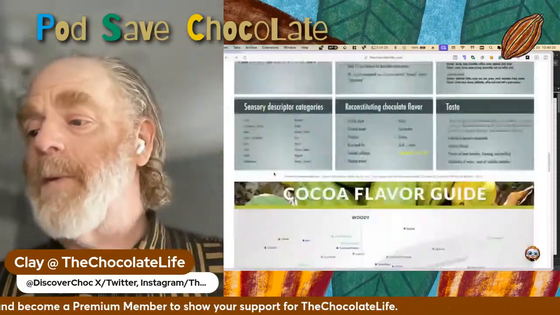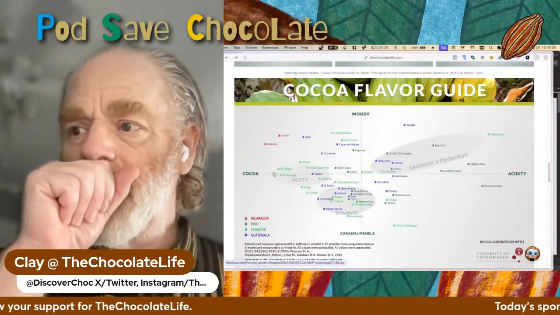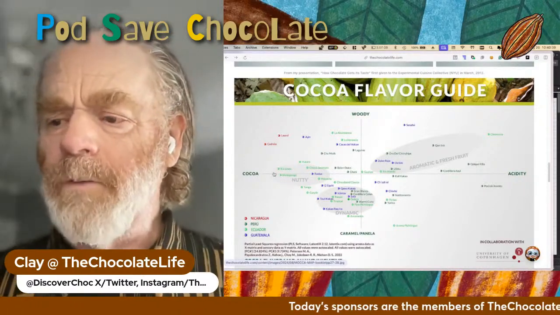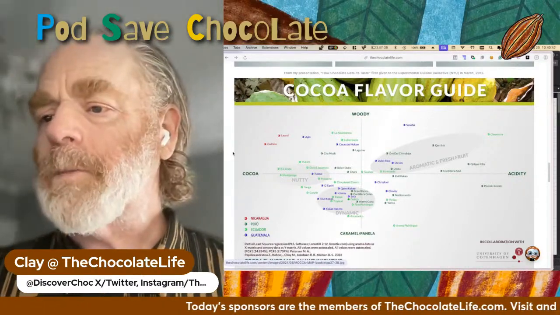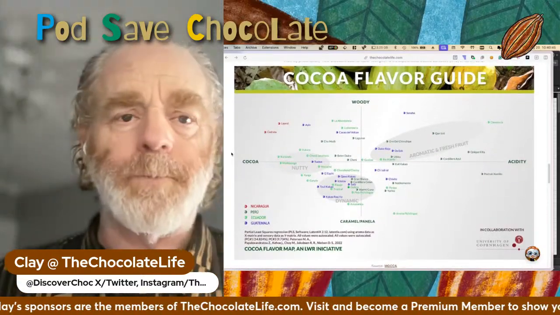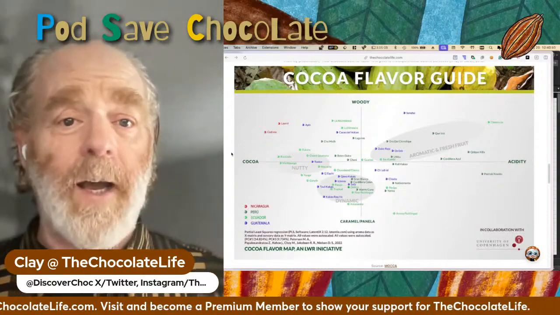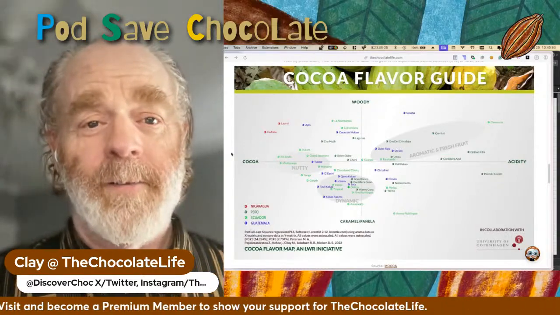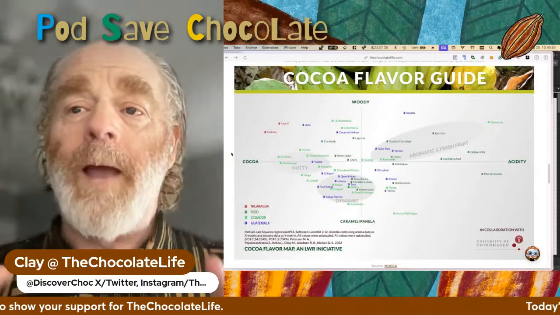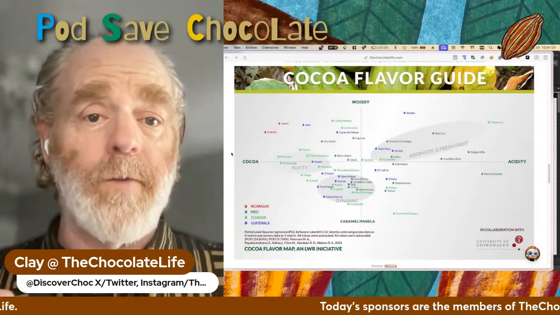So what I'm going to do is go take a look again at this cocoa flavor guide visualization. And I'm going to walk you through what I think is important about it and why I think it's important to quantify the flavors of cocoa and chocolate. As one goal, this is not necessarily the only goal, but I think it is a very, very useful goal.